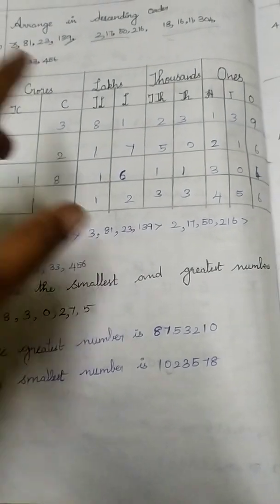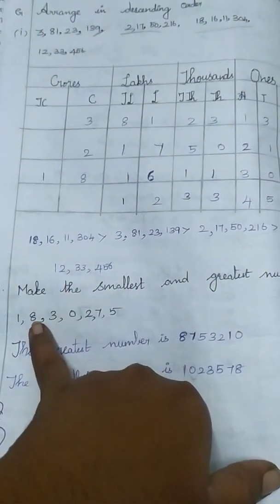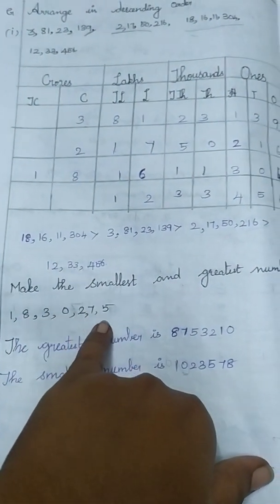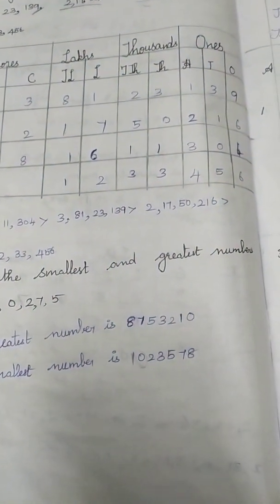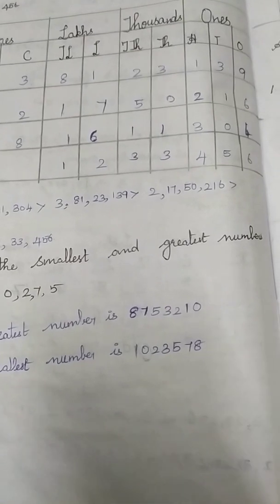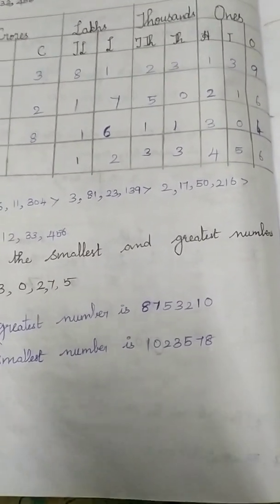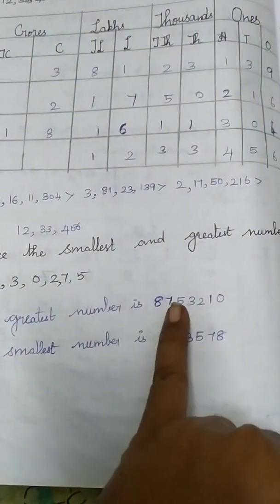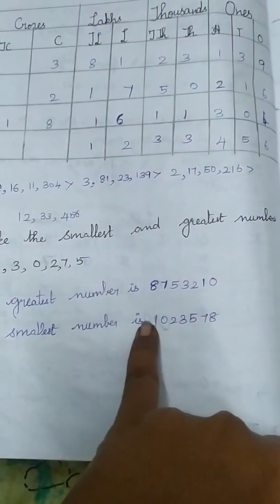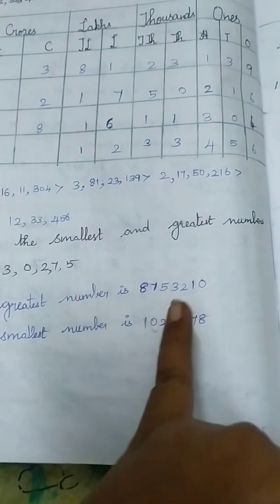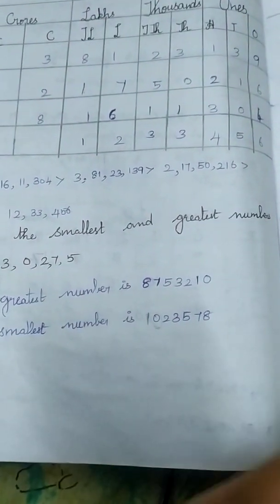Make the smallest and greatest number using the digits of the given number 1, 8, 3, 0, 2, 7, 5. This is the question. For the greatest number, you have to remove the commas. From the bigger digits, you have to write it 8, 7, 5, 3, 2, 1, 0. For the smallest number, it should not start with 0. Before 0 you should write any one smaller digit, then you proceed.